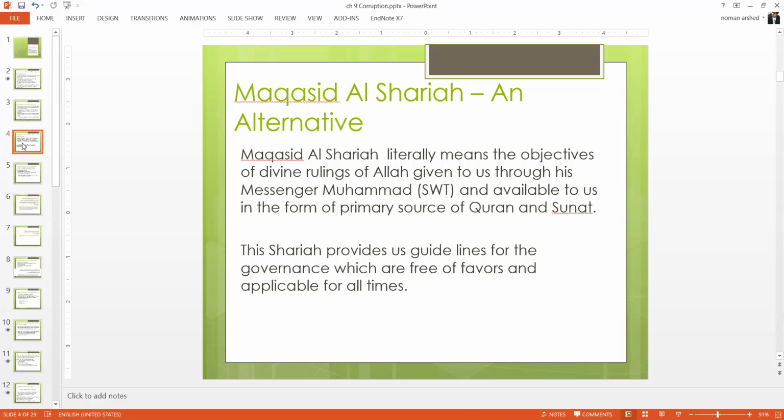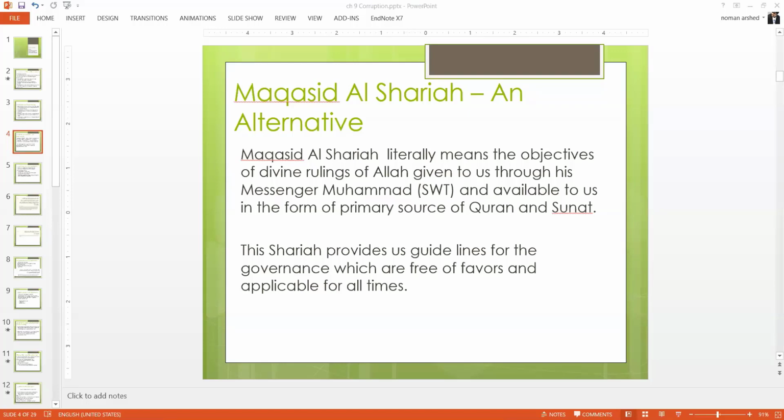Maqasid al-Sharia literally means objectives of divine rulings of Allah given to us through his messenger Muhammad sallallahu alaihi wasallam, and available to us in the form of primary sources Quran and Sunnah. So every ruling that is given to us by Allah Ta'ala through his messenger, and which is available to us in the form of Quran and Sunnah, these are all rulings, and their objectives are the objectives.